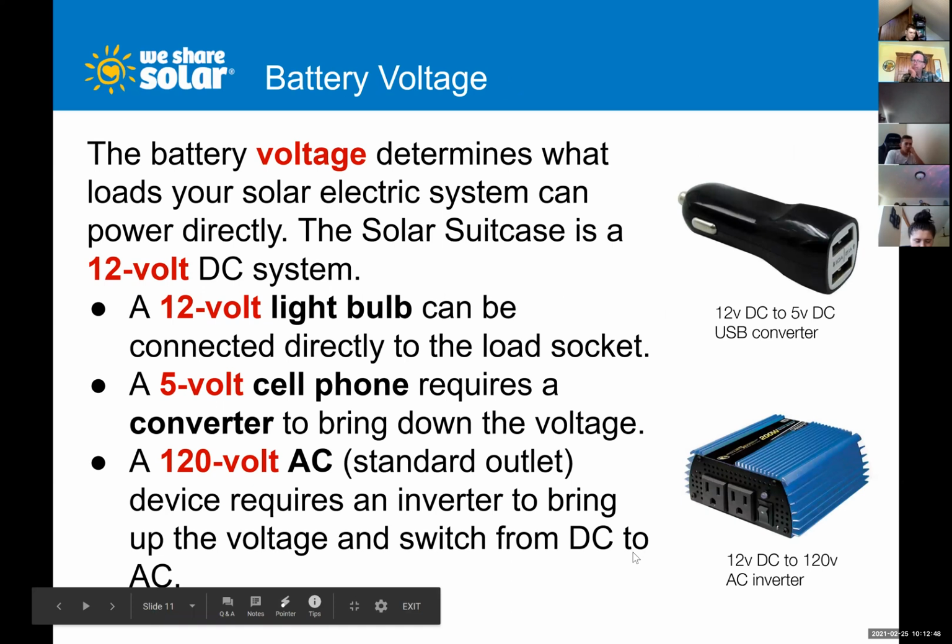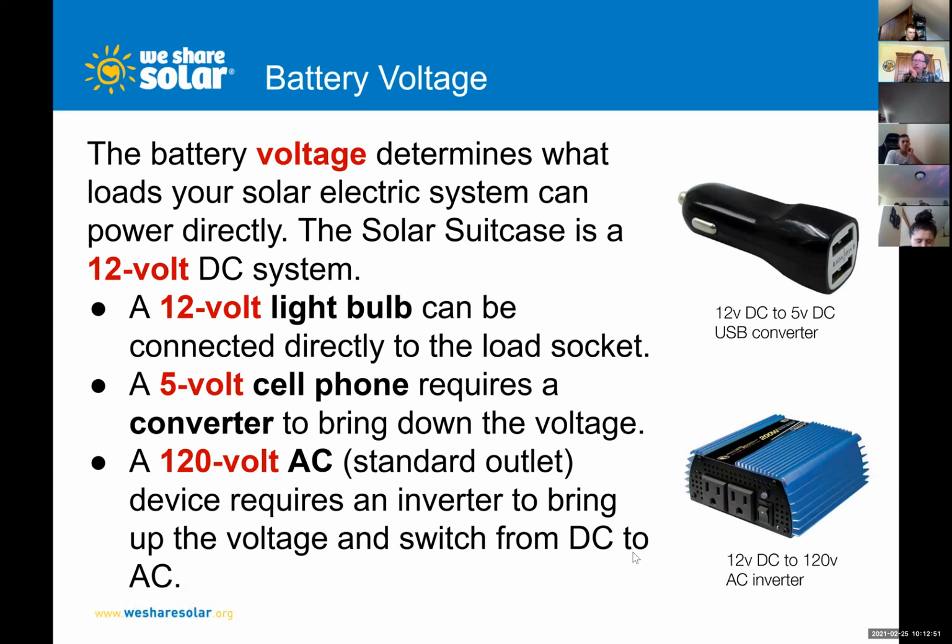All right, so battery voltage is an important part of a solar circuit or any circuit. The solar suitcase that we're working with uses a 12-volt direct current system, DC system. They come with this 12-volt light bulb that can just be plugged directly in. They also come with a little 5-volt converter that lets you charge a telephone, because telephones want 5 volts on a USB circuit, not 12 volts. But it's the same thing. If it looks like what you might put into a car, it's exactly the same thing.